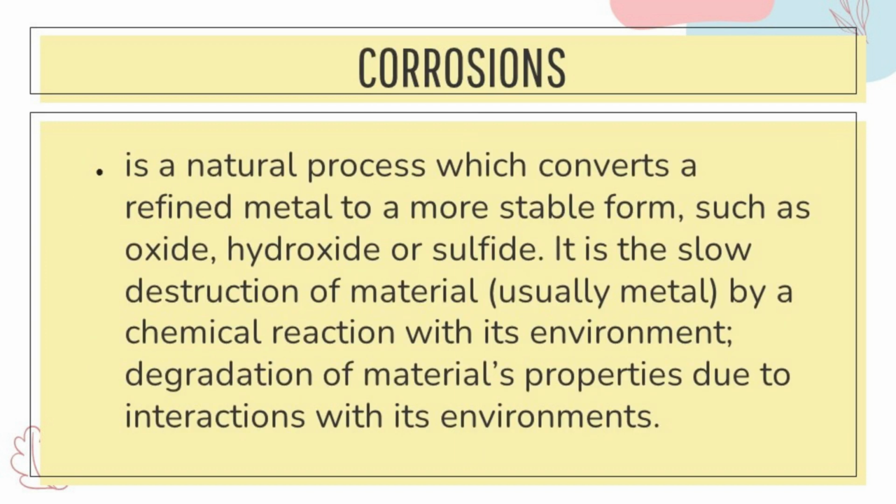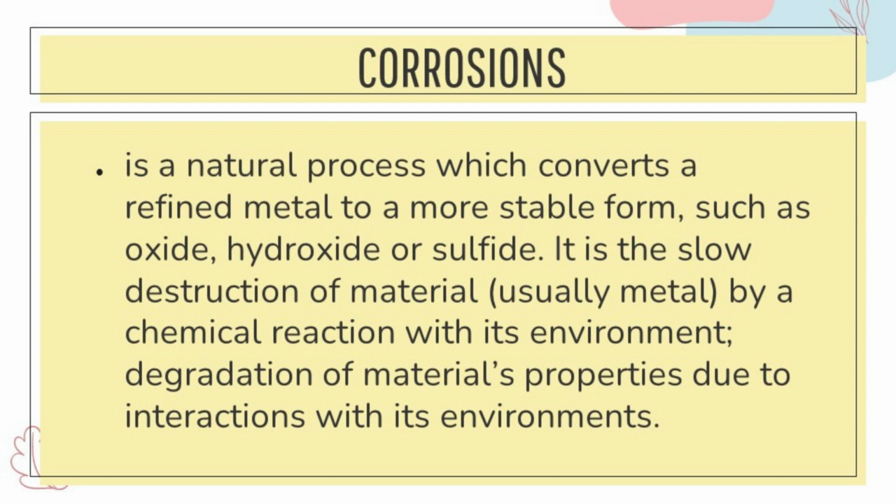Next, we have here the process of corrosion. Okay, so process of corrosion is a natural process which converts a refined metal to a more stable form, such as oxide, hydroxide, or sulfide. For example, okay, so once na nilagay natin or in-expose natin yung aluminum sa ating environment, maaari siyang malapit or malagyan ng oxygen molecules. By that time, we're gonna be producing an aluminum oxide.